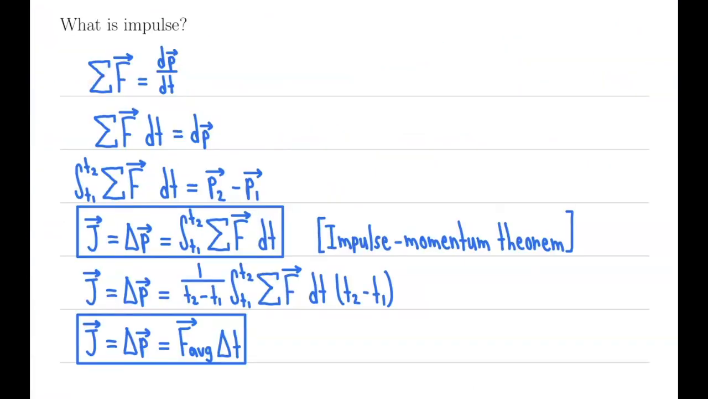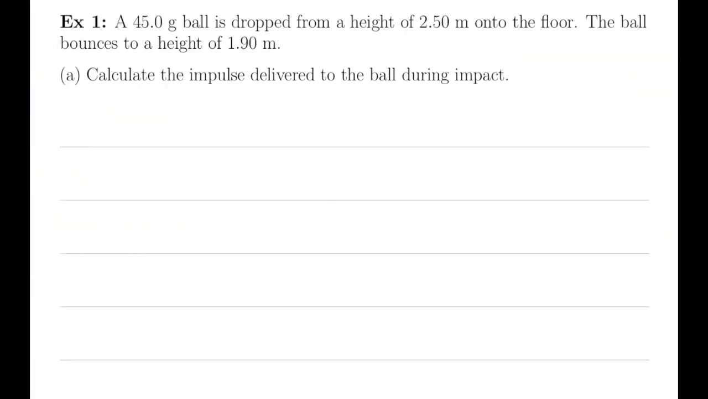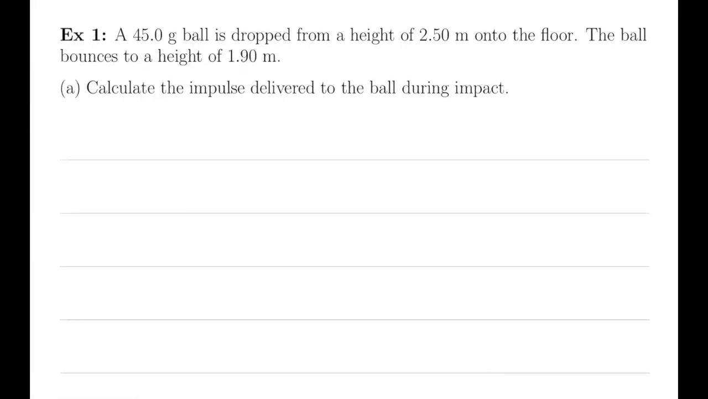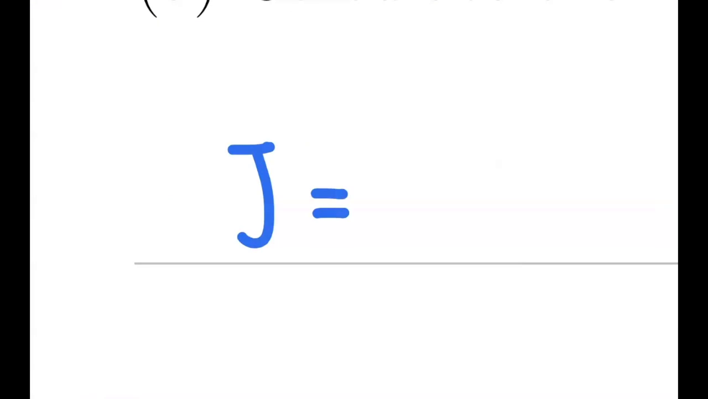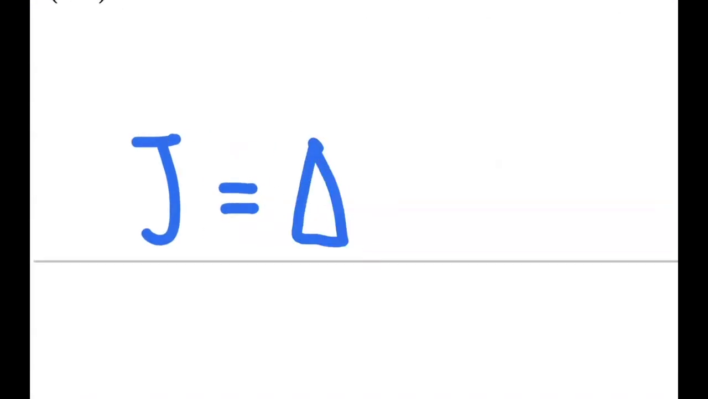So now let's do an example. A 45-gram ball is dropped from a height of 2.5 meters onto the floor. The ball bounces to a height of 1.9 meters. Calculate the impulse delivered to the ball during the impact. We want to find the impulse. We know from the impulse-momentum theorem that J equals delta p, and I'm using magnitudes right now. So if we want to find the impulse, we need the change in momentum.